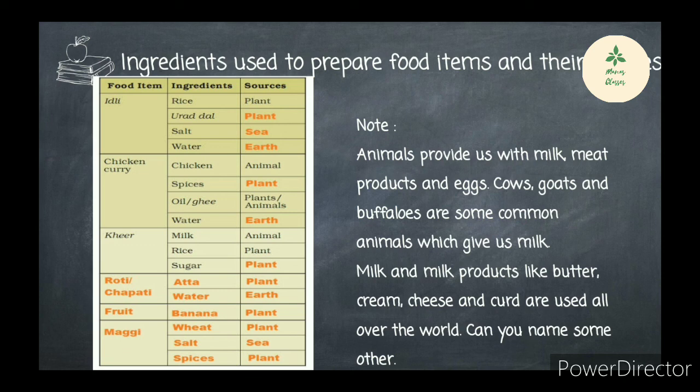Chicken we get from animal, spices come from plant, oil or ghee come from plant or animal. Here it is written plant slash animal, it means we get oil from plants as well as animals. Next is water, a natural source, earth or rain. You may pick any of the three.